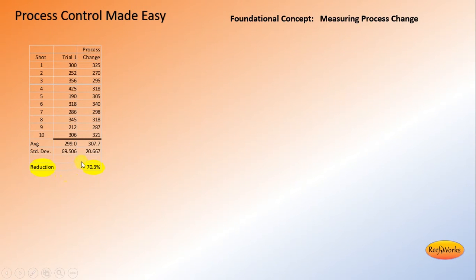So let's take a look at this in a kind of a graphical format, if you will. So what was our net result? Well, here's trial 1, and 299 with a standard deviation of 69.506. And with our process change, our average is fairly similar at 307.7, but our standard deviation is a lot lower at 20.667. So the reduction is 70.3%. Two simple changes, we made that reduction. Now, all these values are fictitious. They're meant to show you what can happen and the process of how to measure your process.